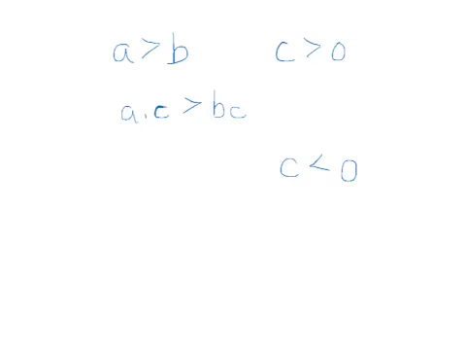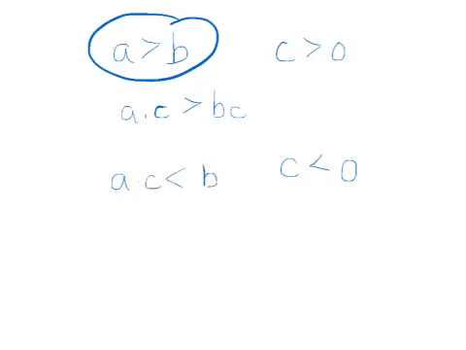The multiplication property of inequality says that if A is greater than B and C is greater than 0, then A times C is greater than B times C. And if C is less than 0 and A is greater than B, then A times C is actually less than B times C. In other words, the sign flips.